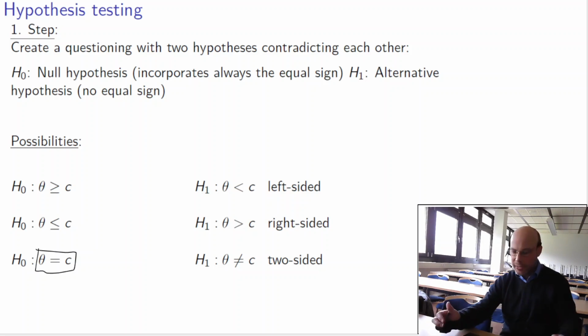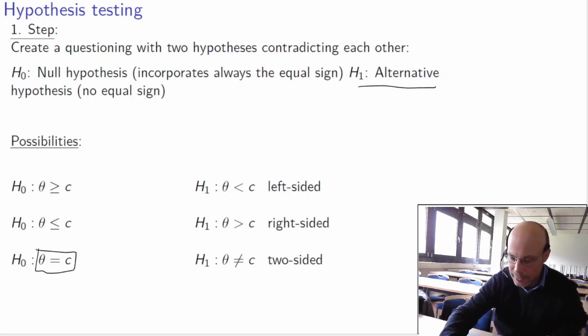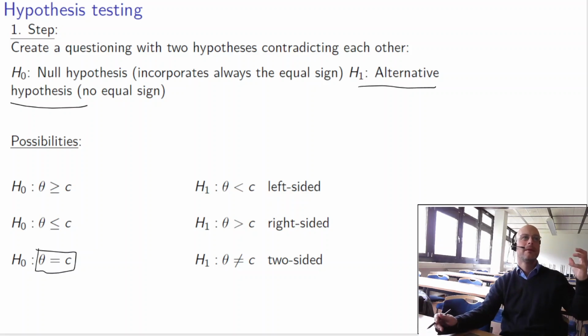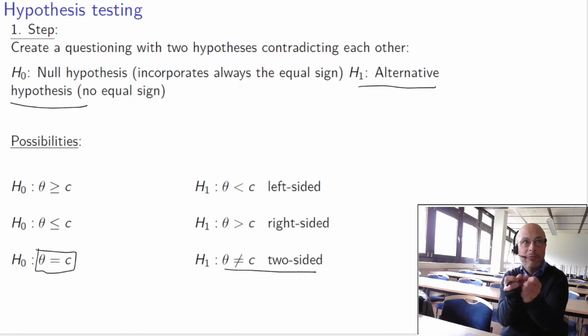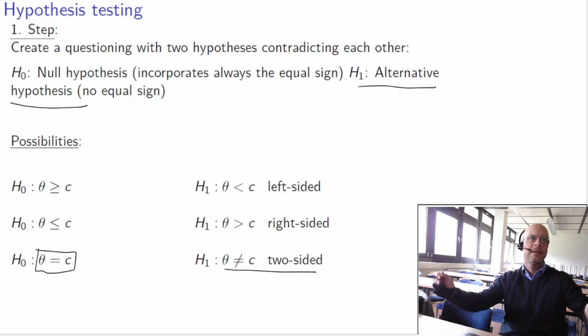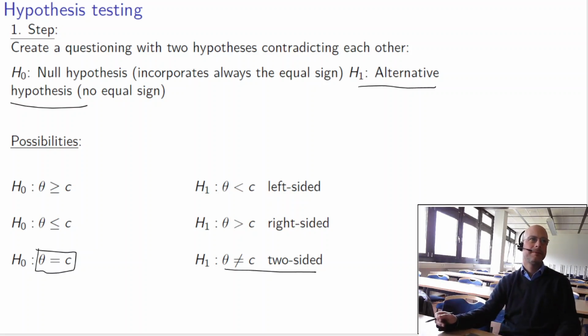And the alternative hypothesis would be then our parameter is not equal to this number. And then, of course, we can move to the right side and we can move to the left side. And this means that we are then making a two-sided test. This corresponds to a two-sided confidence interval.